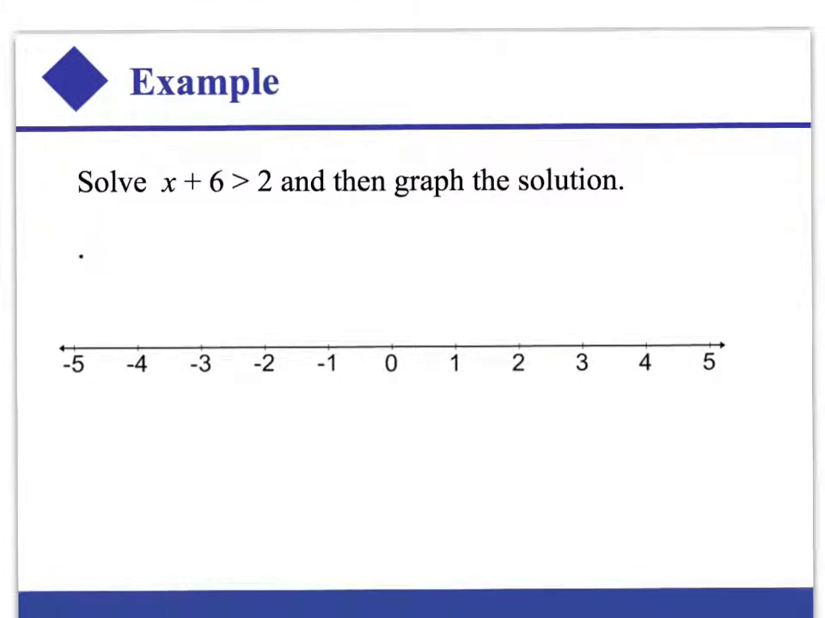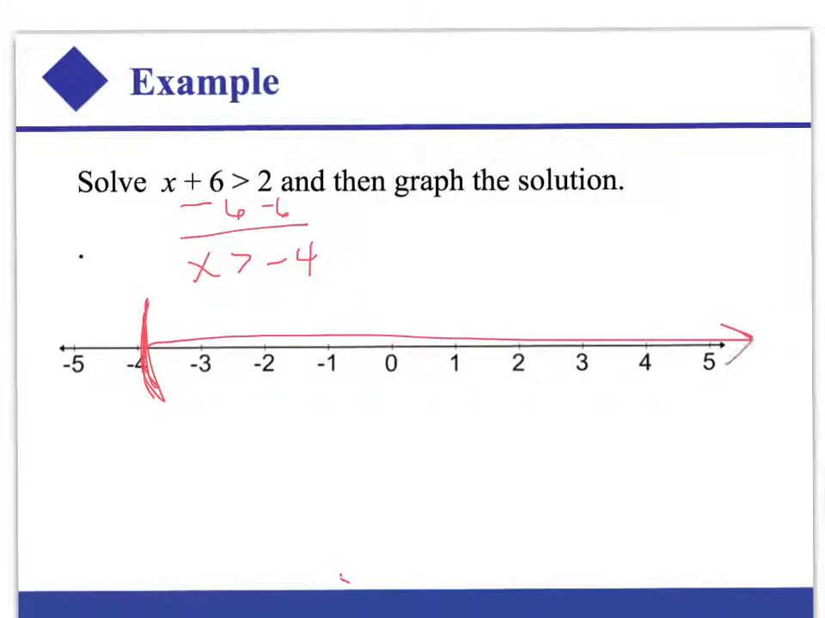So for example here, if you just think about this as if it's like an equal sign in there, we're going to subtract 6 from both sides. So now I have x is greater than negative 4. I'm going to graph it this way, and the arrow is going to go that way, and you are done.